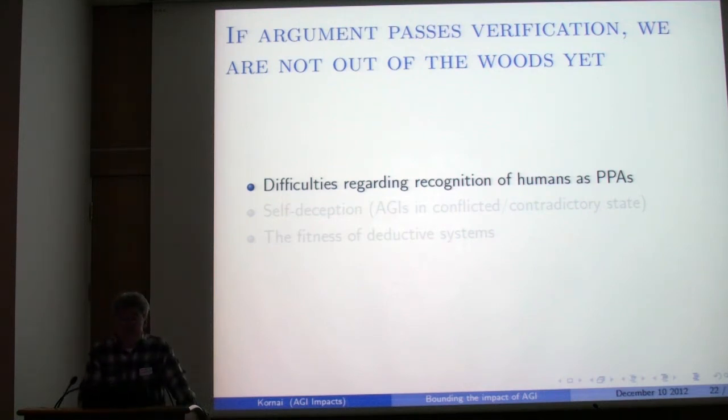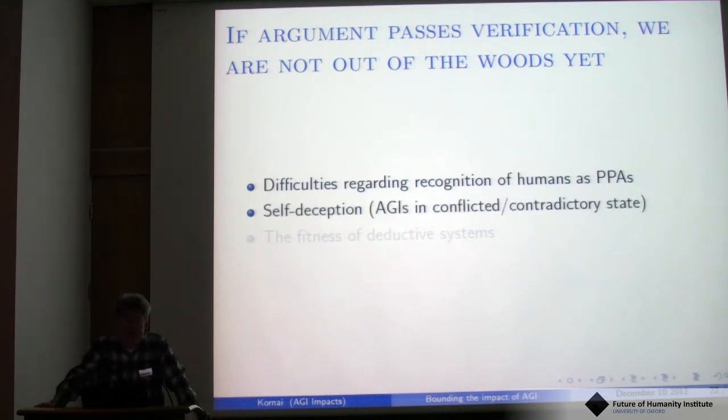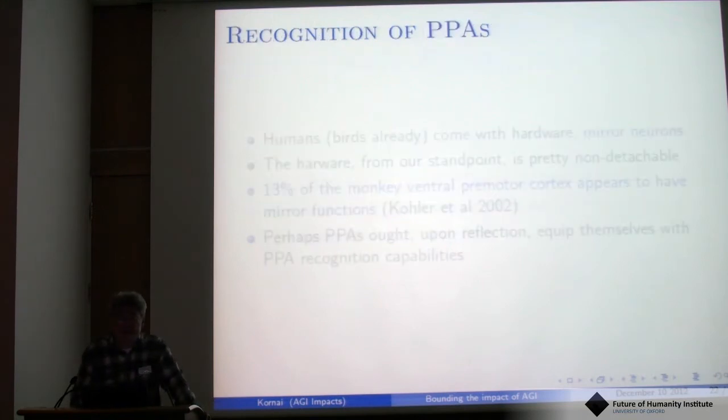One is difficulties regarding recognition of humans as PPAs. Okay, you have this AGI, it is already convinced. So from here onwards, I just assume that we succeeded in the program and we turned Gewirth's argument into a formal theorem, and the PPA has digested it the same way it would digest Silo's theorem, and would say, yes, all right, so this is the way it is. Okay, so the second problem is self-deception. Bill Hibbard called this self-delusion. We are talking essentially about the same thing here. We can have AGIs in some kind of conflicted and contradictory state. So that's a serious issue. And finally, there is something about the fitness of deductive systems that I'd like to get to.